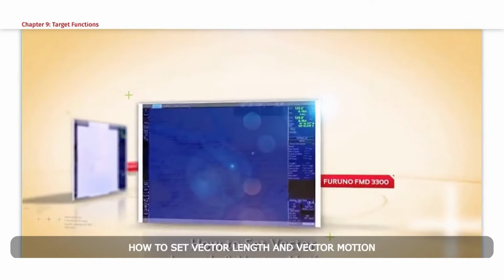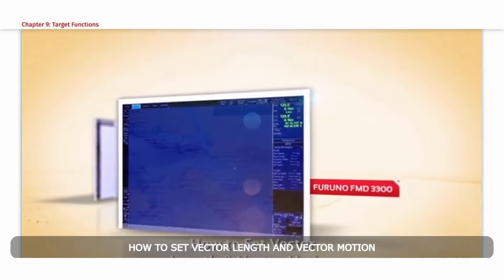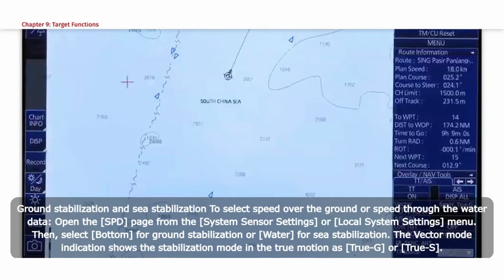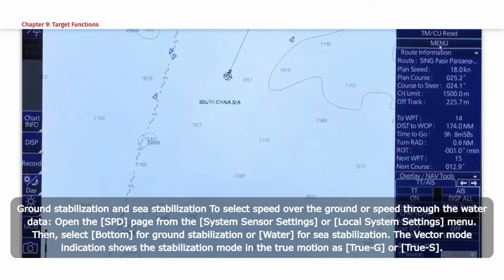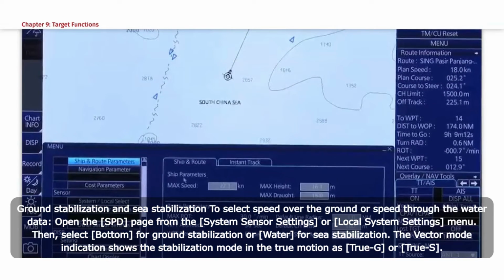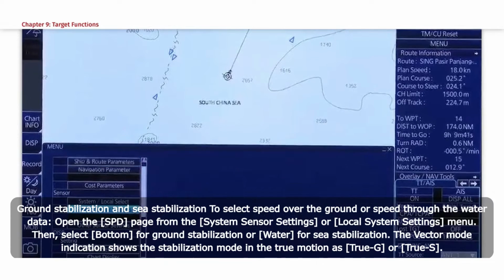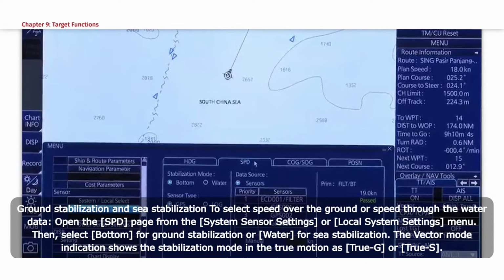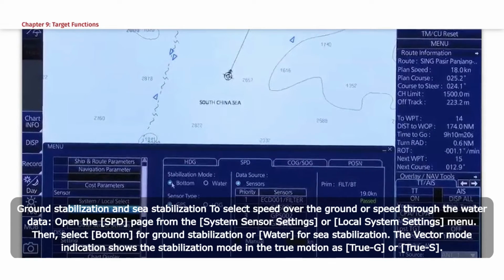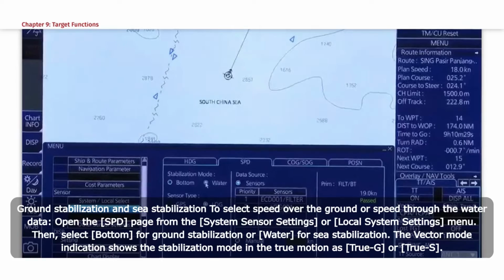How to set vector length and vector motion. Ground stabilization and sea stabilization. To select speed over the ground or speed through the water data, open the SPD page from the System Sensor Settings or Local System Settings menu. Then select Bottom for ground stabilization or Water for sea stabilization.